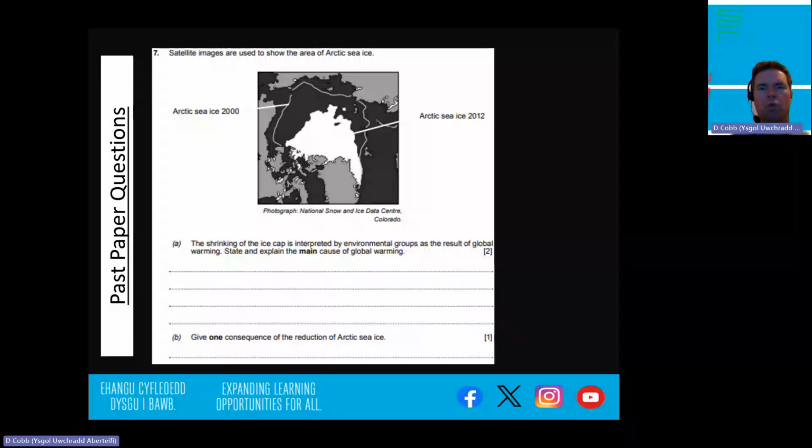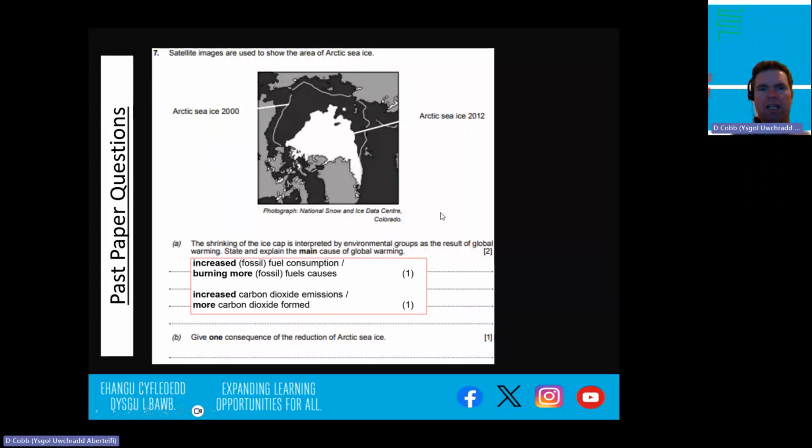State and explain the main cause of global warming. So state, what's the cause? The cause of global warming is increased fossil fuel use, burning more fossil fuels, and explain that. Well, that means there's more carbon dioxide emissions produced. And I might have also added on that it traps thermal radiation towards the Earth's surface. You might not get a mark for it, but you don't know, of course, what's on the mark scheme, so you just give lots of information, correct information.